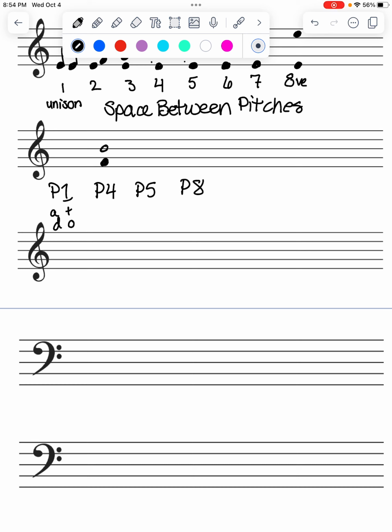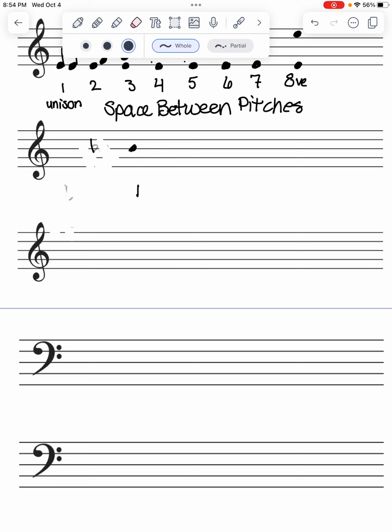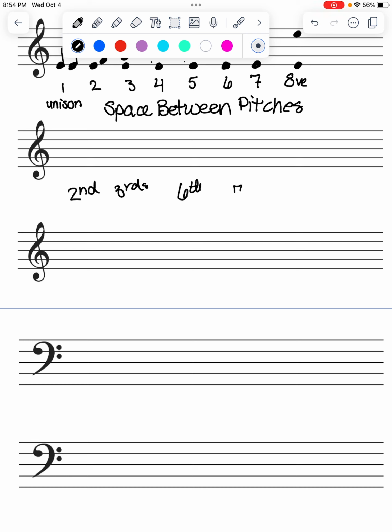So if we take a perfect fourth and we raise up that top interval by a half step, we have augmented. Now we have an augmented fourth. And if we lower it by another half step, we have diminished it. We had mentioned that in the last video. You can also augment and diminish our other intervals, our seconds, our thirds, our sixths, and our sevenths. They can also be augmented and diminished.